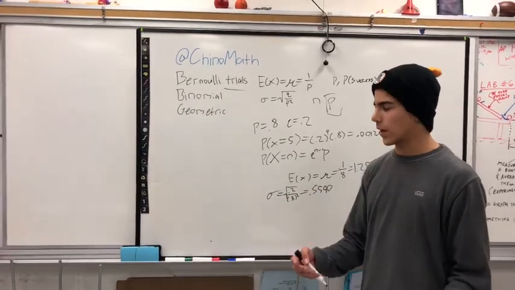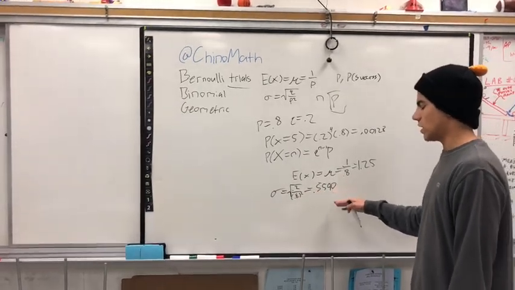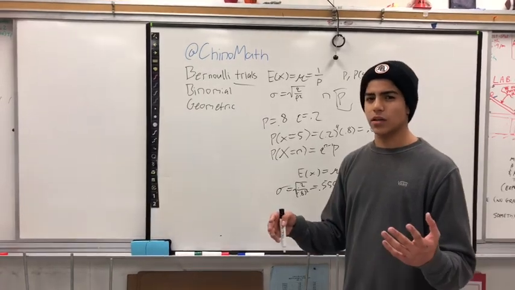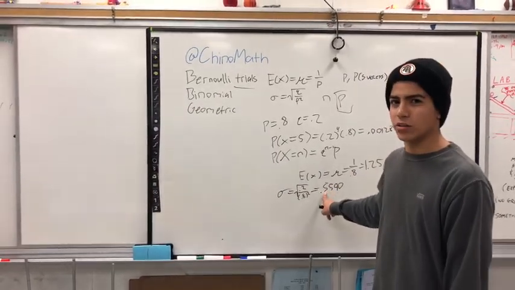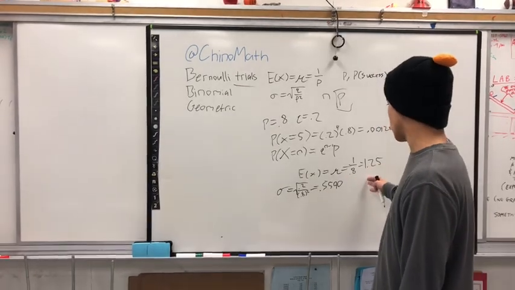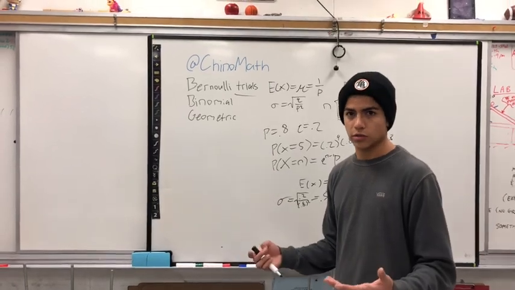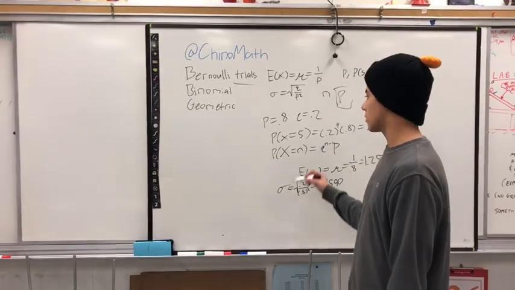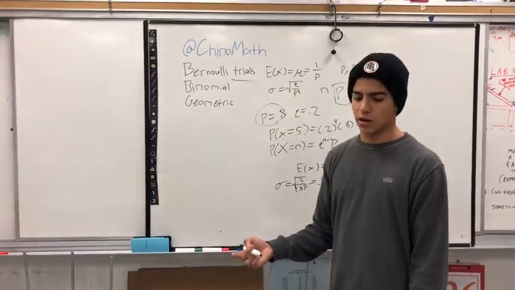But we can also expect a standard deviation of 0.5590 trials, meaning that it's not going to be very uncommon for this number to be about 0.5 trials off. So if I was to take half a trial off this or add it, you could say it's going to be within maybe 1 or 2 trials until we reach success, which makes sense. With such a high probability of success, we probably aren't going to need that many trials.